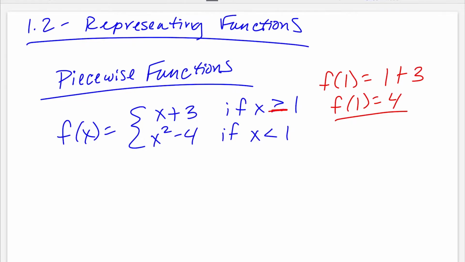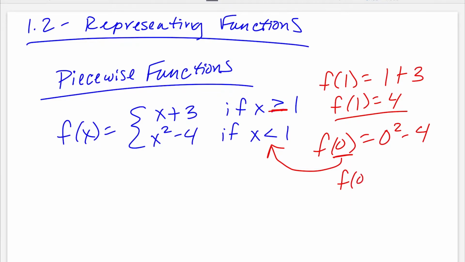Okay, and it's a closed circle there. All right, then what if I say 0? Am I plugging 0 into the top or the bottom? The bottom, good, because 0 is within this interval, so I plug that in. So 0 squared minus 4, f of 0 in this instance is actually negative 4.